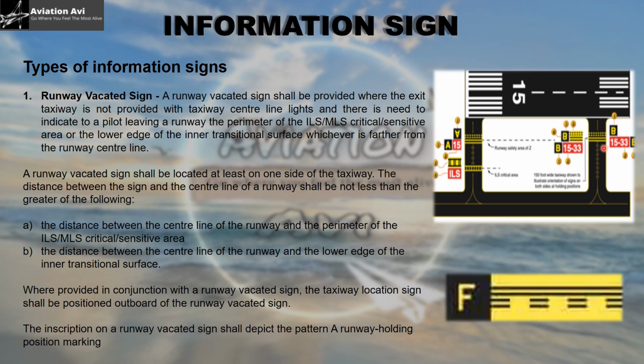Which means, as you can see here, this is taxiway Bravo and it has the runway vacated sign here. So when you are providing information on the location of this particular taxiway, you will provide the location sign outboard to this taxiway. So when you refer to this taxiway, this is the inboard position and this is the outboard position. On the outboard position is the location sign, the inboard position is the runway vacated sign.